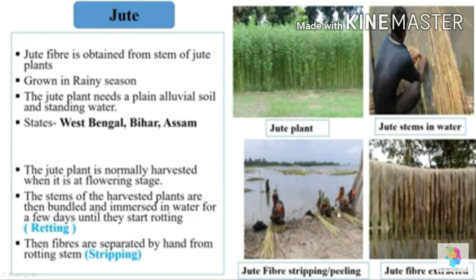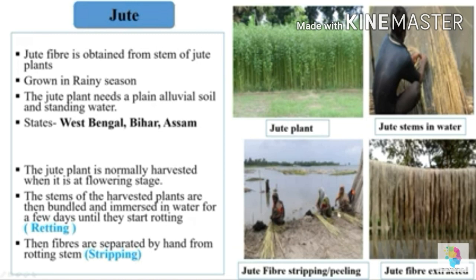The fibers are then separated and washed in clear running water. Then they are hung or spread on the ropes to dry. This is the process of how we get jute from the jute plant. Did you understand? The stems which we have kept inside the water, we take them out, separate them, wash them, and then spread them on the ropes to dry.